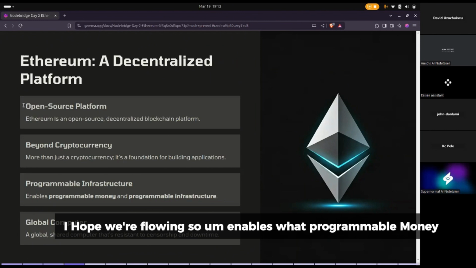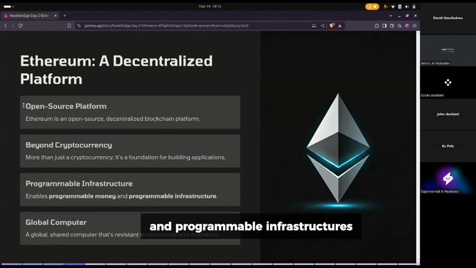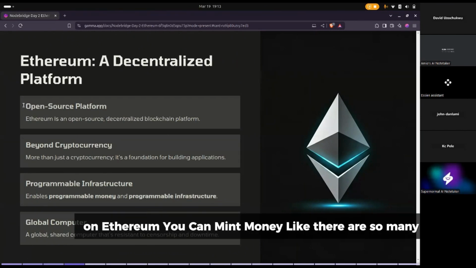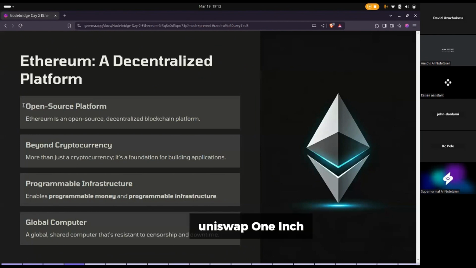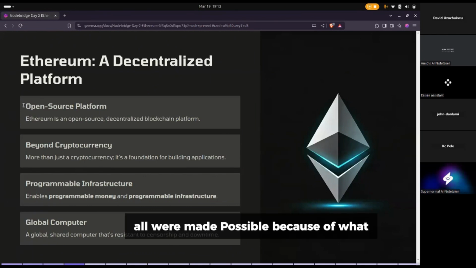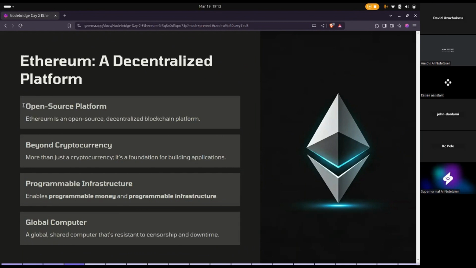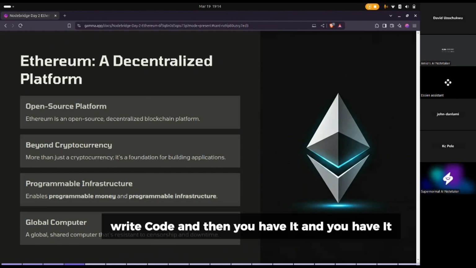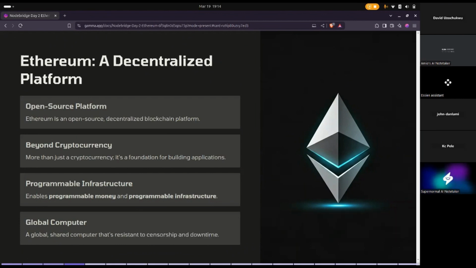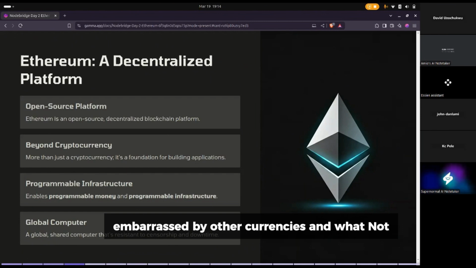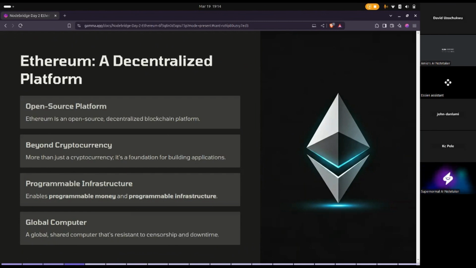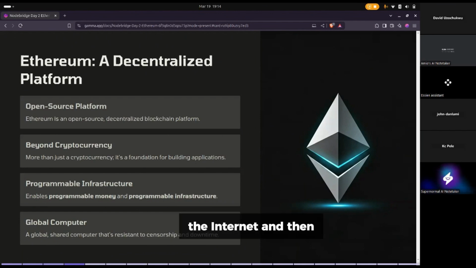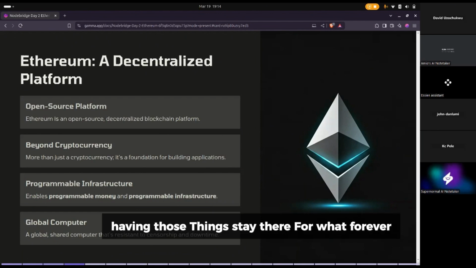I hope we're flowing. It enables programmable money and programmable infrastructure. On Ethereum, you can mint money. There are so many, like Uniswap, 1inch, so many tokens. All were made possible because of Ethereum. This gives room for programmable money: you can just write code and then you have it, backed by other currencies and whatnot. So we're taking what we have in the real world to the internet, and having those things stay there forever.